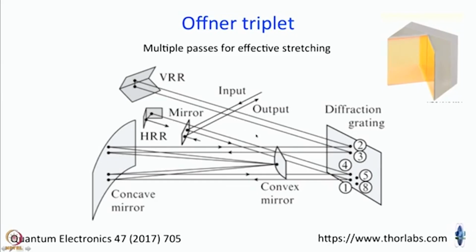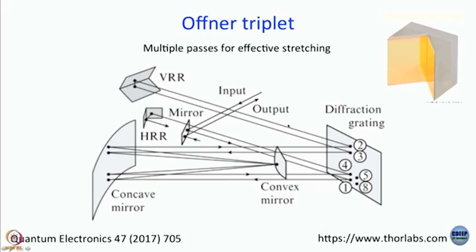So, what is happening? The input comes, hits this mirror and comes to the diffraction grating. This number 1 is the first spot on the diffraction grating. Then where does it go? It goes to the concave mirror, from the concave mirror to the convex mirror, from the convex mirror back to the concave mirror, and from there it goes back to the diffraction grating once again to form point number 2.